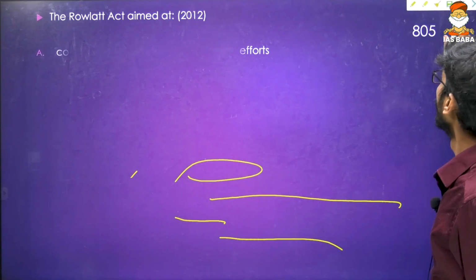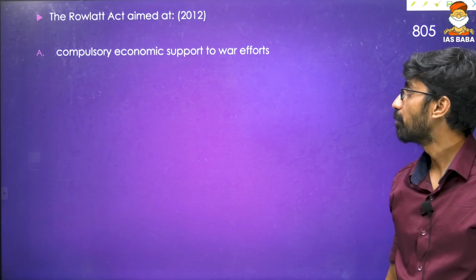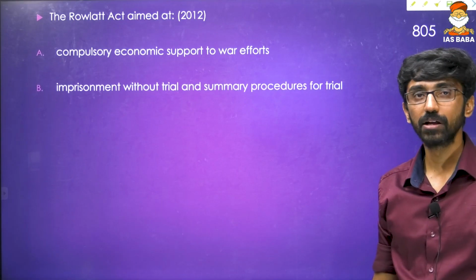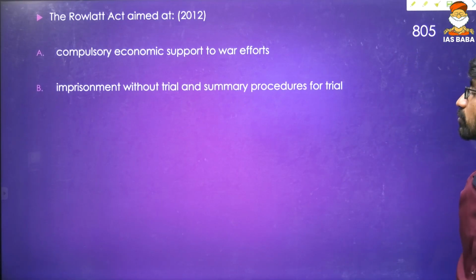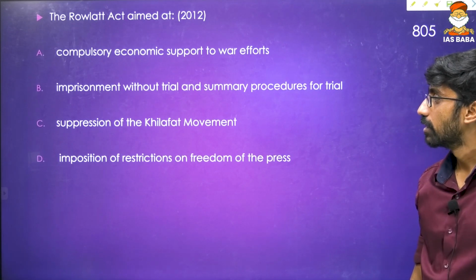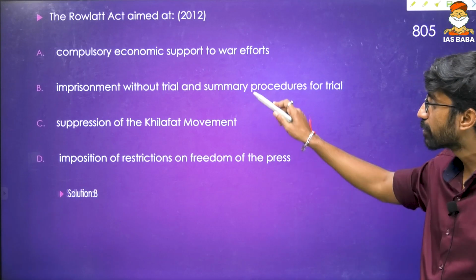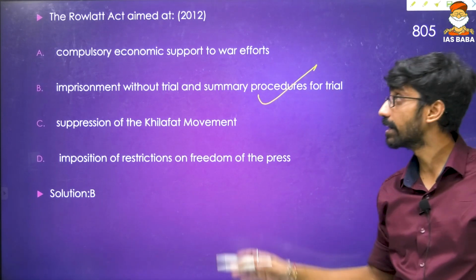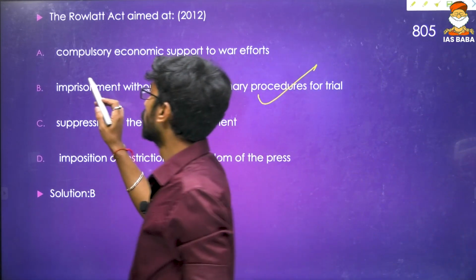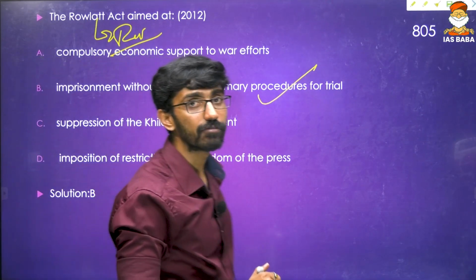Now, the Rowlatt Act in 1919 was aimed at imprisonment without trial and summary procedure for trial, and suppression of the Khilafat movement. We'll discuss the Khilafat movement. It also imposed restrictions on the freedom of the press. Okay, it is majorly imprisonment without any trial. That was the Rowlatt Act. It was brought to deal with revolutionaries because they were becoming a headache for the Britishers.